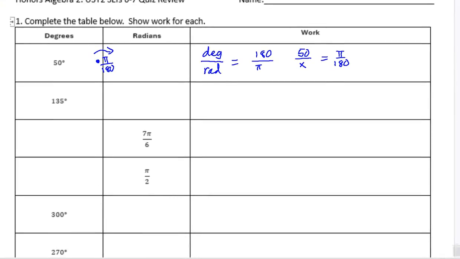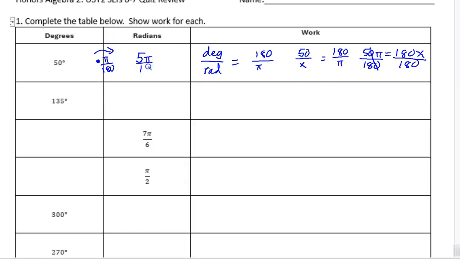Oh, I can't, I'll get an eraser. So now when I cross multiply, I get 50 pi equals 180x. I'm going to divide both sides by 180. The zeros cancel. They both divide by 10. 5 and 18 don't have any common factors, so our answer is 5 pi over 18.